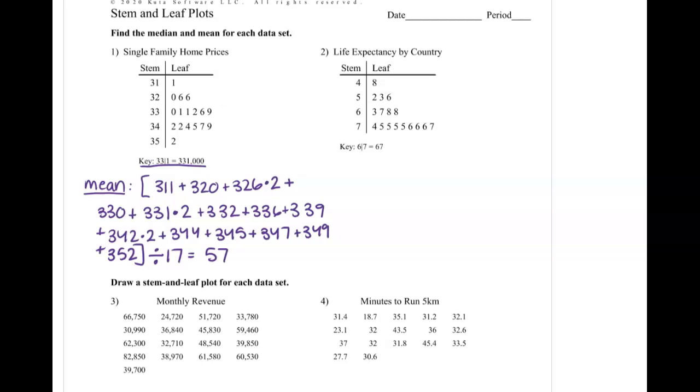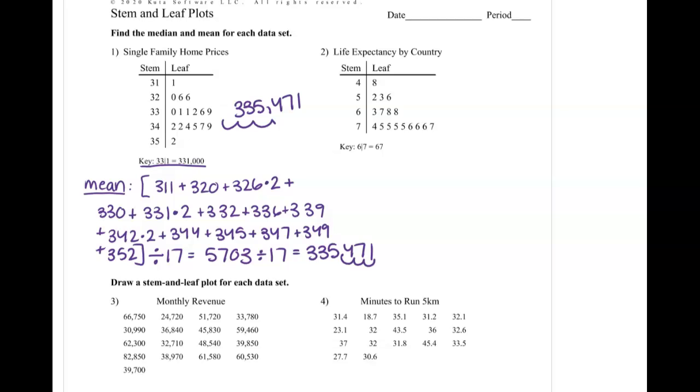You add that up, you get 5,703. No, I didn't do that in my head, I did it on my calculator at another time. Divided by 17, our mean is about 335.471. But remember, since all these numbers are in thousands, we have to multiply this number by 1,000 or move the decimal place 3 to the right. So we actually have 335,471.